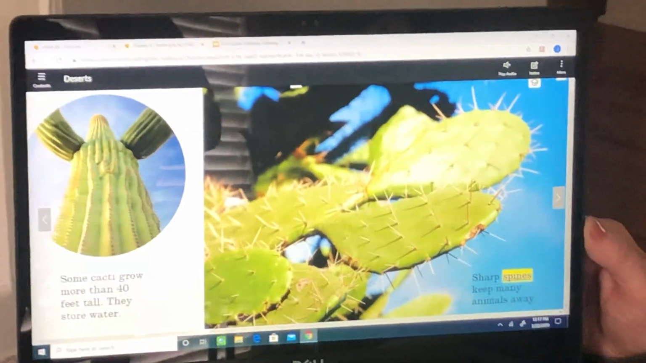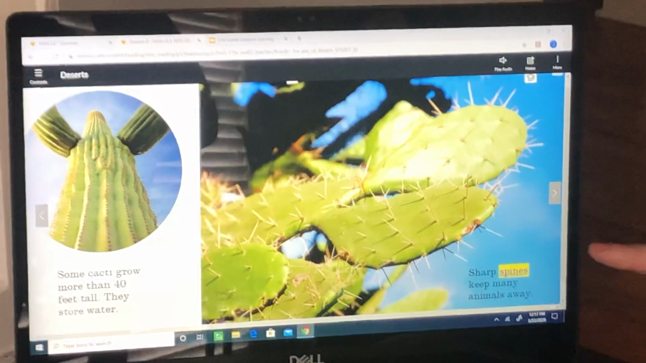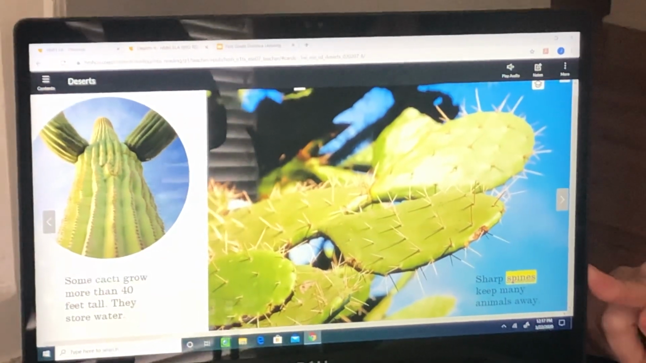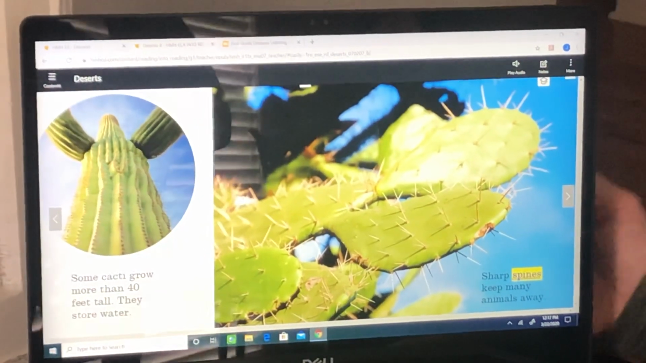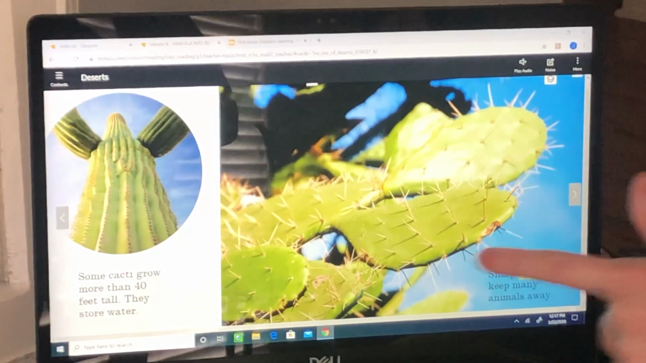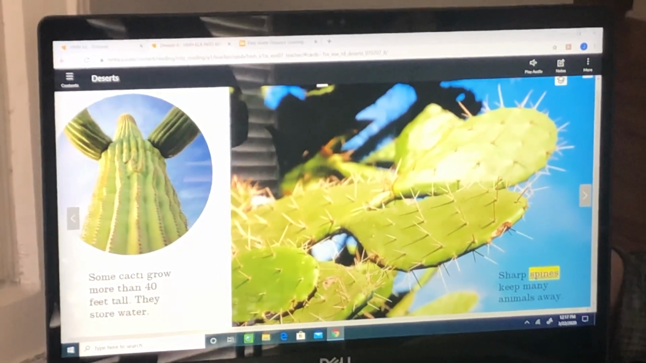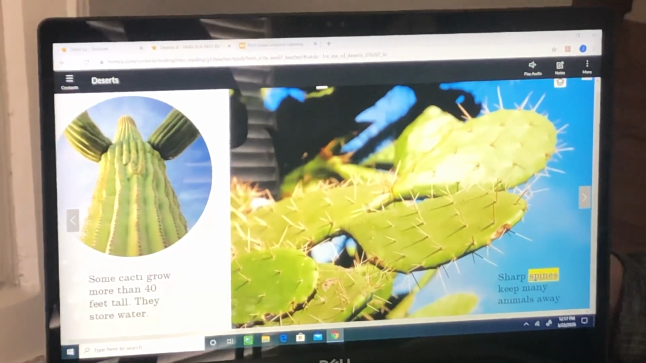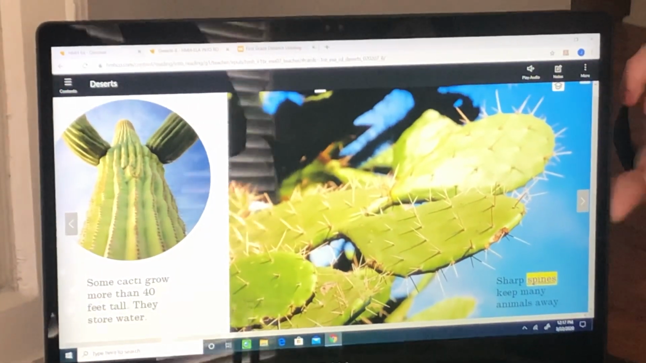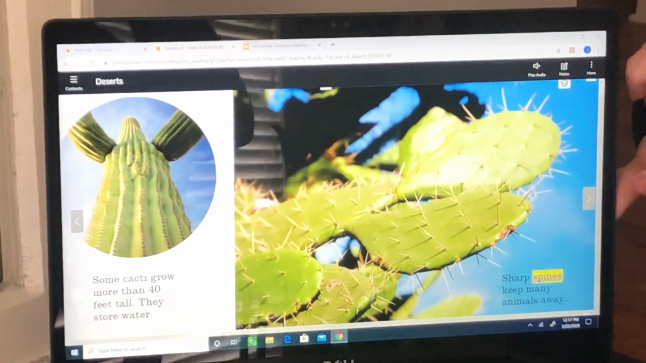Sharp spines keep many animals away. Now here's that vocabulary word, spines. Why do you think the spines would keep animals away? Look at this picture and see if you have a clue. Would you want to crawl on that if you were an animal? What might happen? That's right, it would hurt. It would point and stick into you.